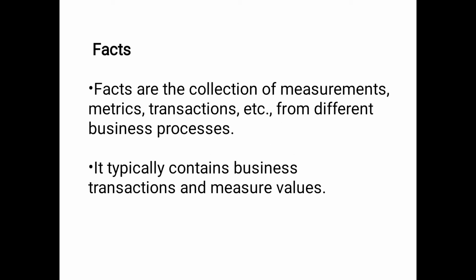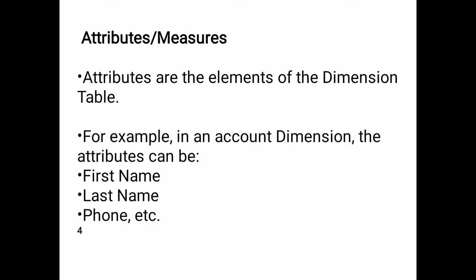Second one, facts. Facts are the collection of measurements, metrics, transactions, etc. from different business processes. It typically contains business transactions and measure values. Third one, attributes or measures. Attributes are the elements of the dimension table. For example, in an account dimension, the attributes can be first name, last name, phone, etc.